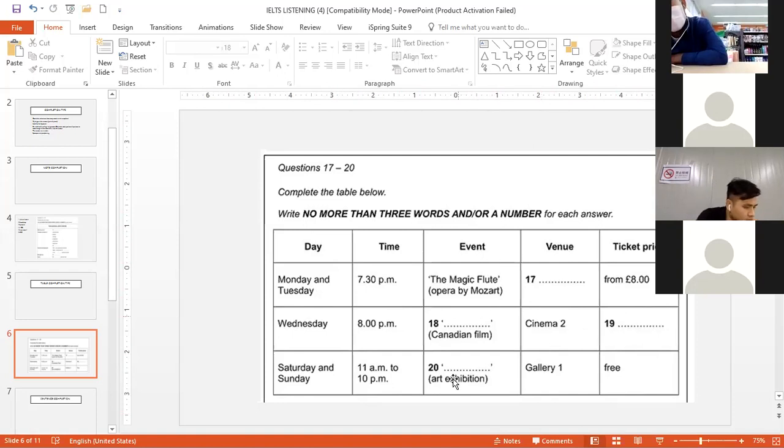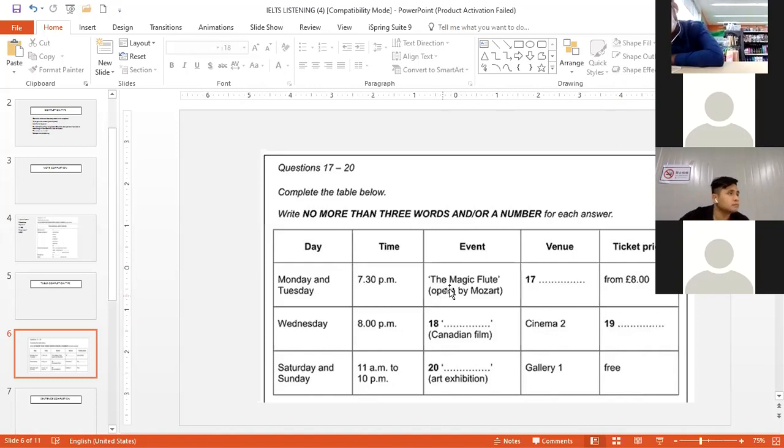20 will be about event again. So by using the subheadings or the section names, you can guess the answers or the part of speech of the answers. Like we know the last section will be about numbering or pricing. It's always about the number. We know the venue would be about the name of the place. It can be cinema number 1 or gallery number 2, for example.